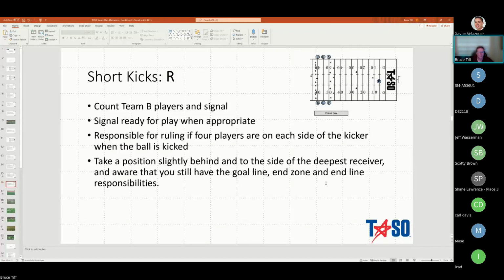the deepest receiver. And be aware that you still have the goal line, the end zone, and the inline responsibility. So if they do kick it deep, that's a lot of stuff on the referee to take responsibility for and rule on. But given that you have all 6 of your other officials up there in the box, there really is no one left but you to do it.